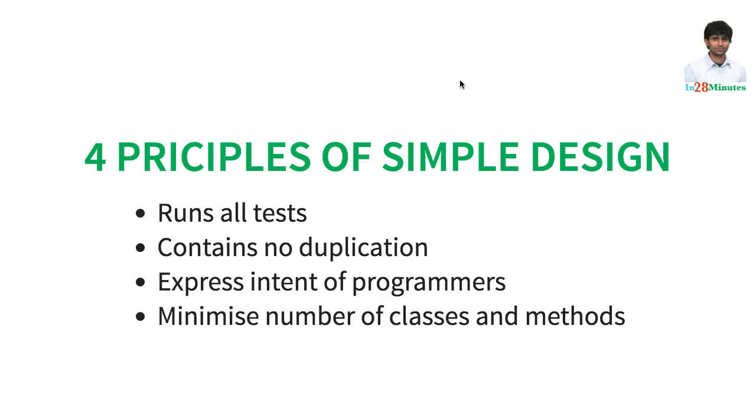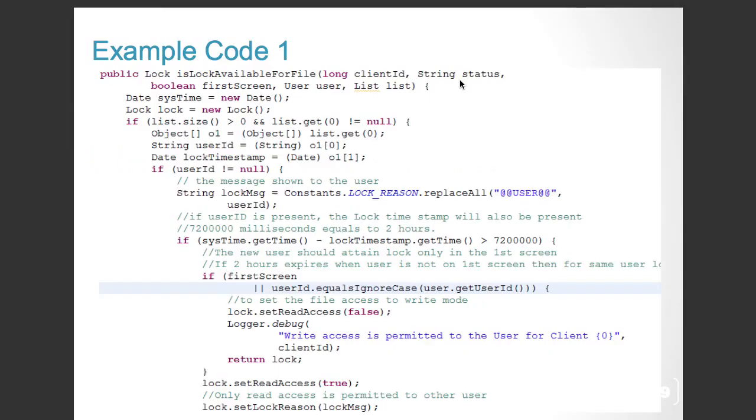The third important point is expressing the intent of programmers. Your code should be easy to read. Your design should be simple. Anybody who looks at your code should be able to understand what it's trying to do. I would recommend you pause the video here and try to understand what this piece of code is doing. Pause the video here for 1 minute and move on.